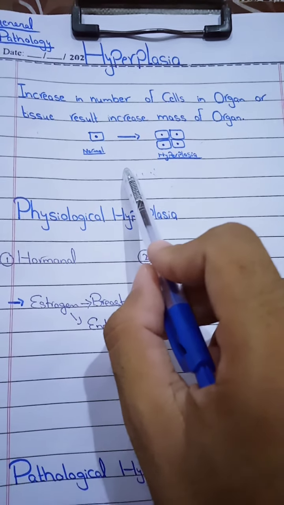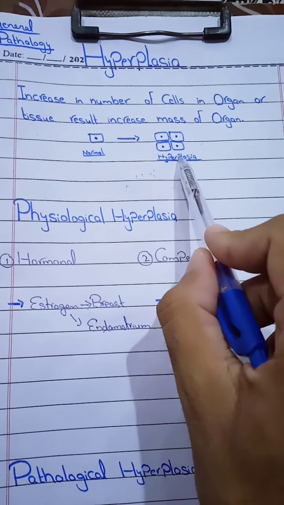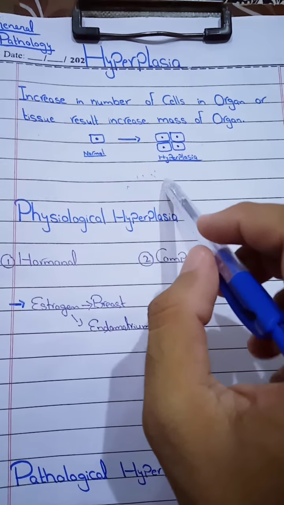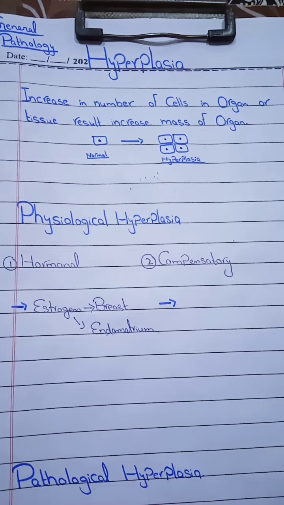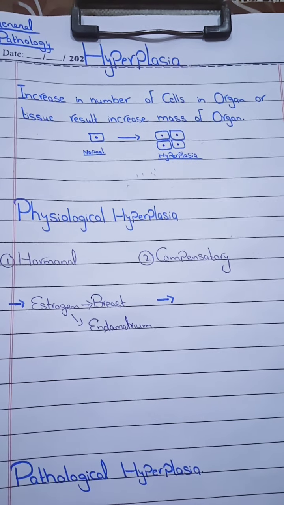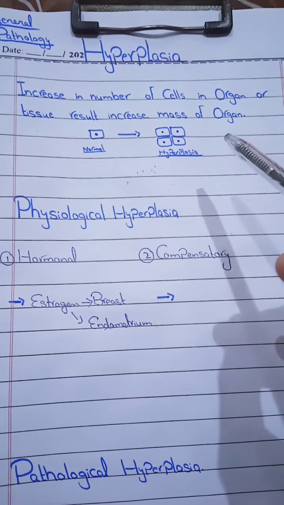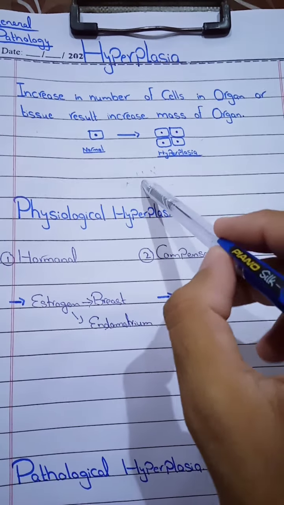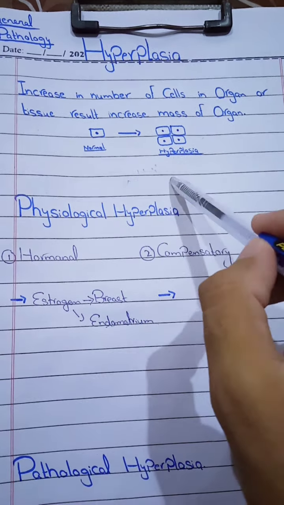So how do you differentiate hyperplasia from cancer? Because in hyperplasia there is an increased number of cells, and cancer also has an increased number of cells. So how do you differentiate? In cancer cells there are many mutations at the genetic level. In hyperplasia there is no genetic mutation. So this is the difference between hyperplasia and the cancer cell.